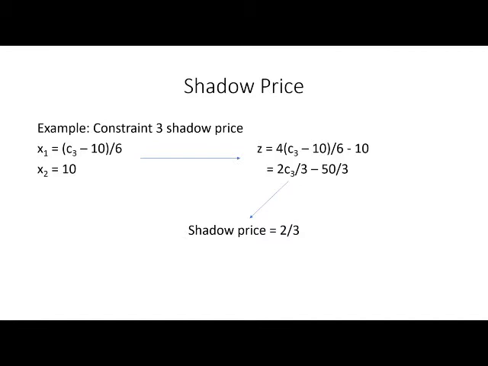We already calculated that x1 is equal to (c3 minus 10) by 6, and x2 is always 10. z is now equal to 4 times (c3 minus 10) by 6, minus 10. z is equal to c3 times 2/3 minus 50 by 3. Every 1 unit increase in c3 will increase z by 2/3. Our shadow price for the third constraint is 2/3.